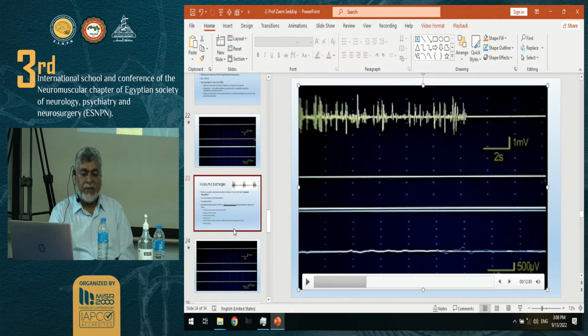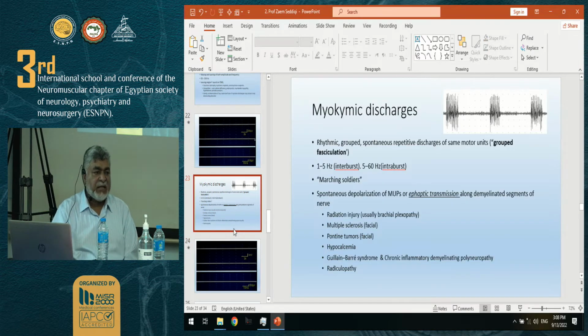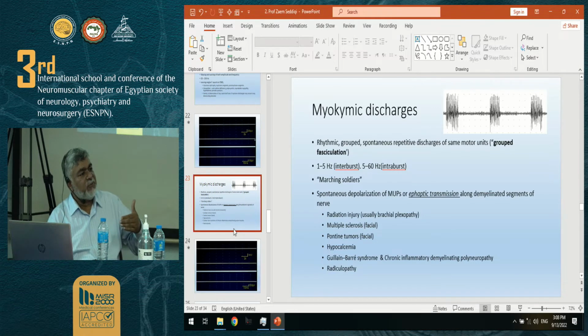Okay, myokymic discharges. These occur particularly when sometimes you get a brachial plexopathy, particularly in women, after they have radiation around the breast or whatever, and you can sometimes ask whether radiation necrosis is a common late complication of radiation. Sometimes you get these myokymic discharges. They tell you that this is probably radiation induced. Okay, there's many other conditions, but again these are a form of grouped discharges.